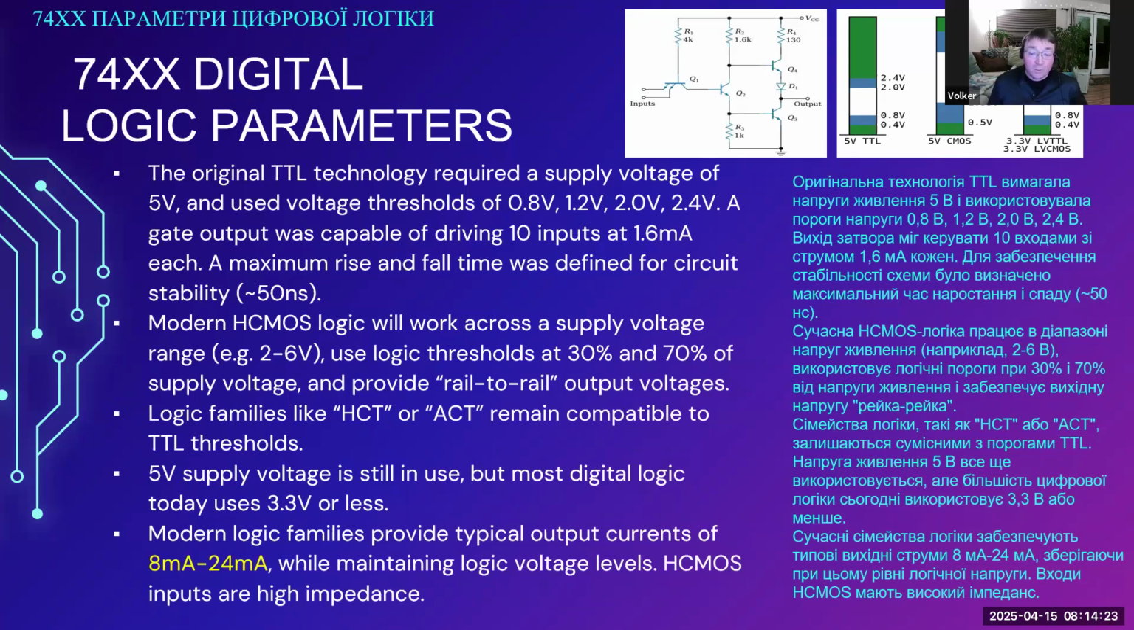Modern logic families provide typical output currents of 8 to 24 milliamps while maintaining logic voltage levels. I mentioned why when I started this. There might be a little bit less, there might be a little bit more, but generally it is around that value. There is no normal logic output on microcontrollers or digital logic that is using much more than that. You won't find anything that outputs 200 milliamps. That would be a driver chip, separate from digital logic.